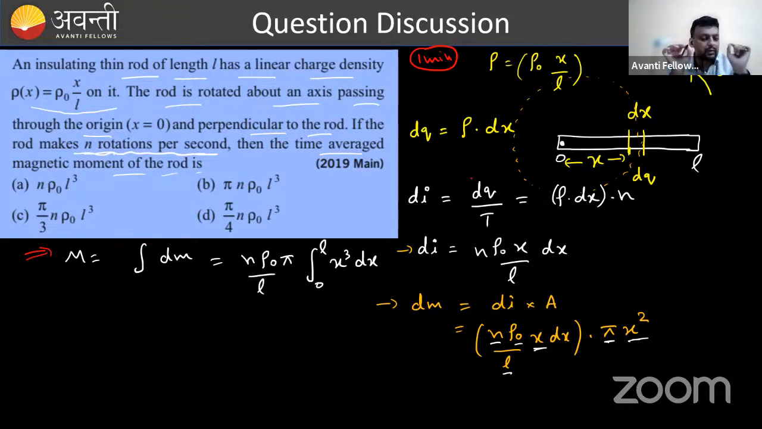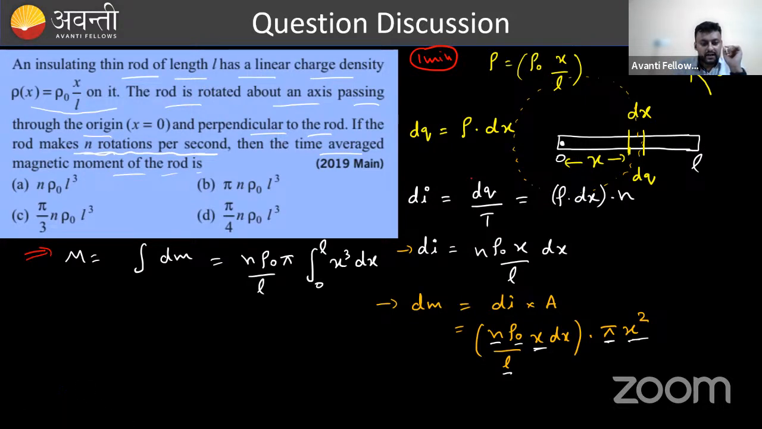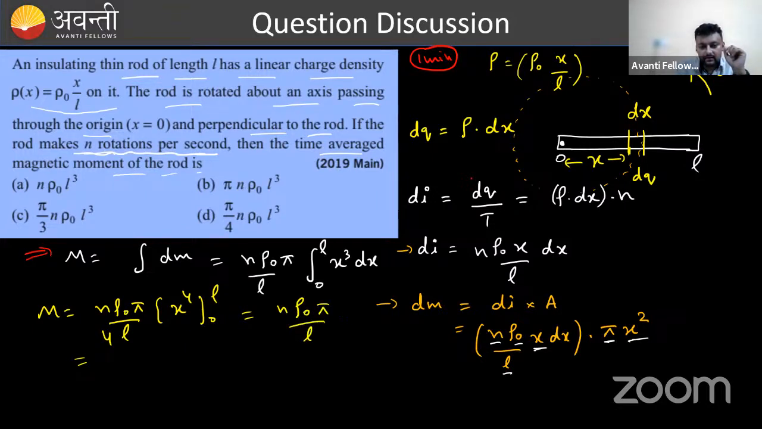Till now, if you have any problem, you can ask. So now the task is to integrate it. M will be n rho naught pi by L, and what is the integration of x cube? That is x raised to the power 4 by 4, with limit 0 to L. If you put the limit, it will become n rho naught pi by L into L raised to the power 4.